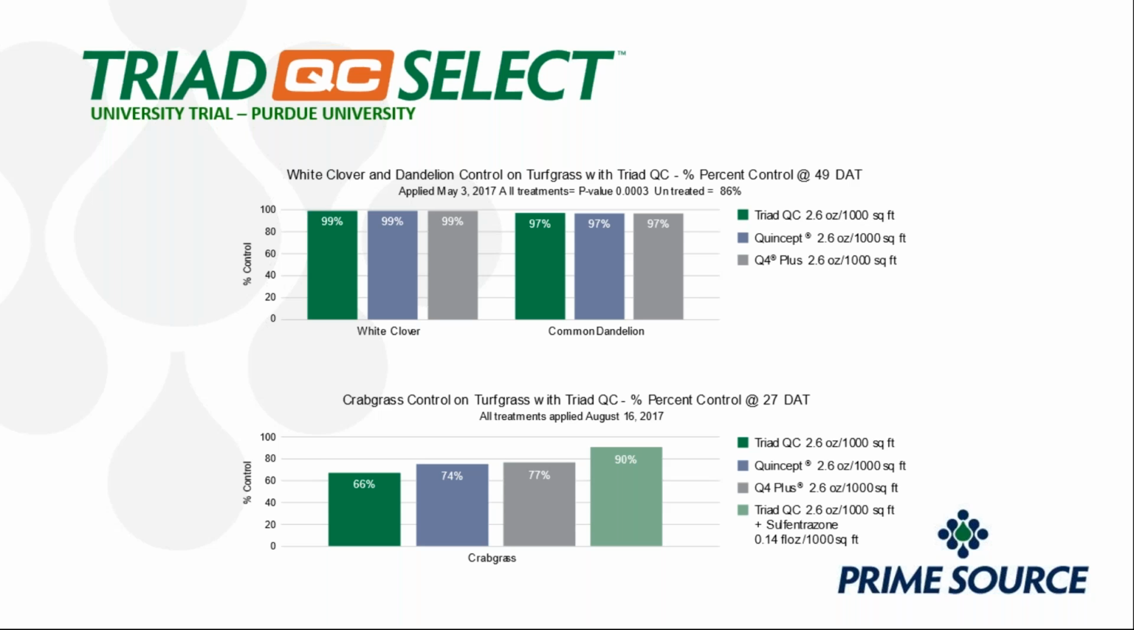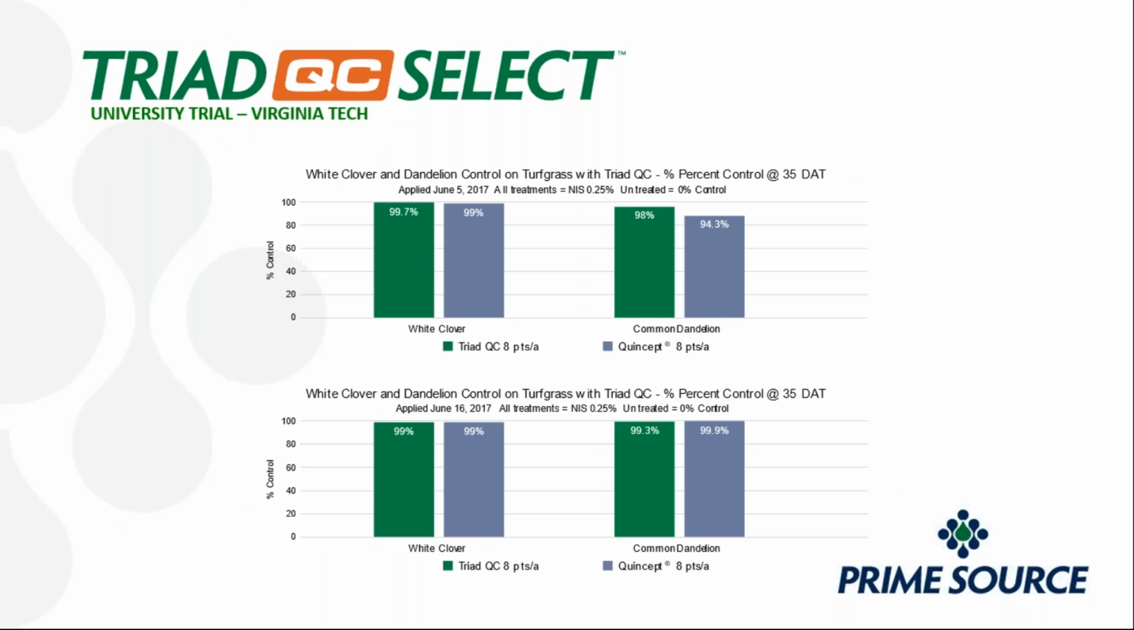So if your crabgrass is big, angry crabgrass, really hard to control, and you need 100%, not just to knock it down, we do recommend our Triad QC with just a splash of sulfentrazone, basically making your own Q4 Plus, and it works really, really well. As you can see, it actually works better than the premix. So we repeated the trials, same thing, clover, dandelion. This is at Virginia Tech, just comparing what we make, Triad QC, versus Quincep, a comparable product that's already in the market. And as you can see, it's pretty apples to apples here.